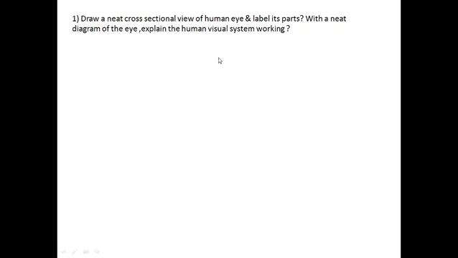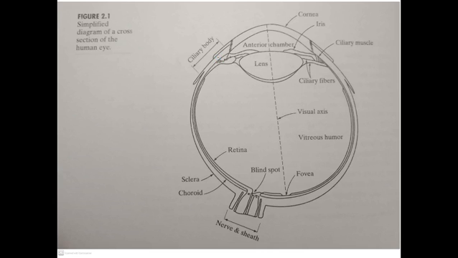So if we consider the cross-sectional view of a human eye, it would look like this. This portion will be called the anterior portion, and this portion will be called the posterior portion. The eye is around 20 millimeter in diameter, so it is somewhat spherical in nature.